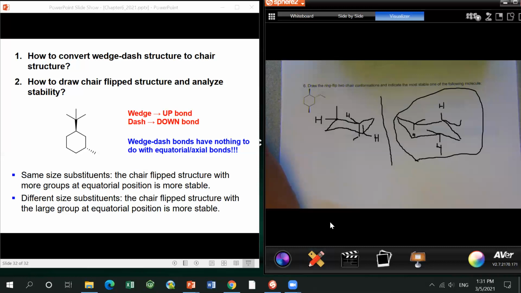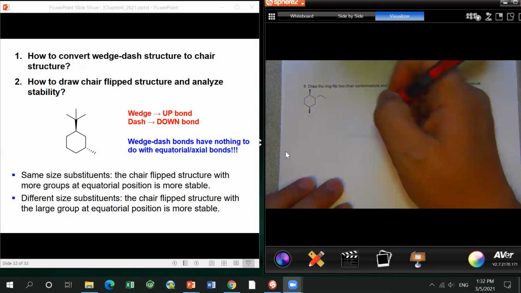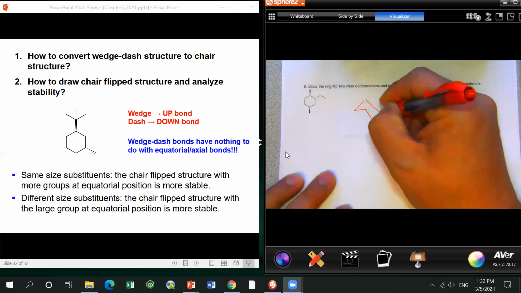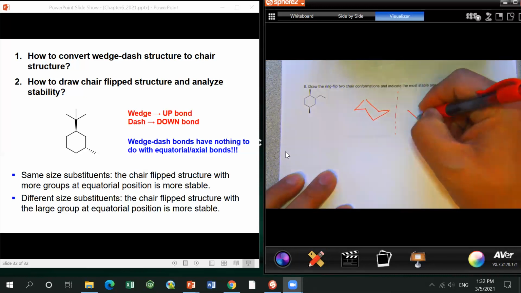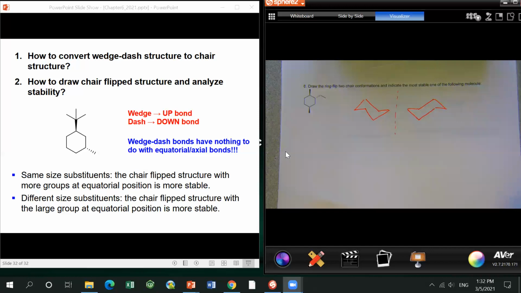Especially since you guys just started to learn how to draw the chair conformation. So here, again, let me quickly show you how to answer this question. Draw a mirror image for the two chair conformations. And then you can go ahead and number it.